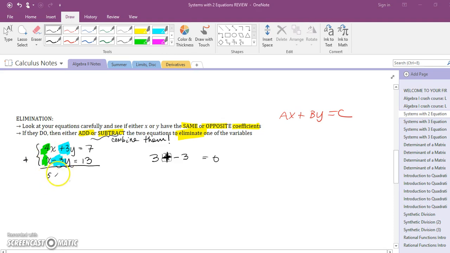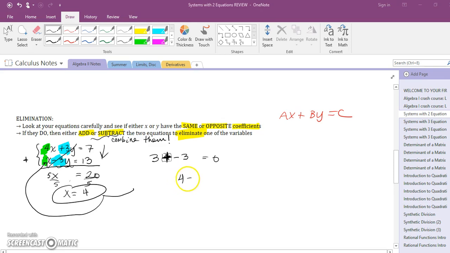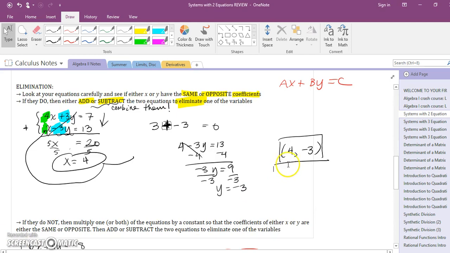4x plus x is 5x. Right here, 3y plus -3y, bam, that's gone. 7 plus 13, I get 20. So you're always doing it vertically, up and down. And you can quickly get x here. So once you combine them, it's very quick to get the answer for one of them. And then you're just going to go ahead and take this x and plug it into this guy right here. So I have 4 minus 3y equals 13. And then you can get your last variable alone. All right. And 4, -3 ends up being your final answer.